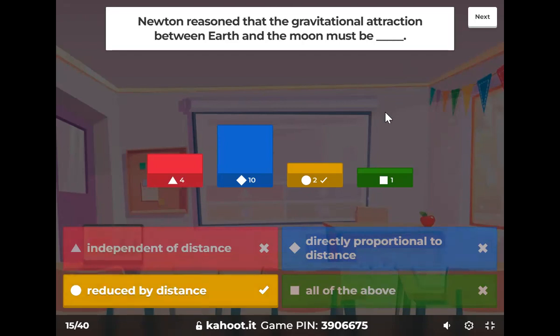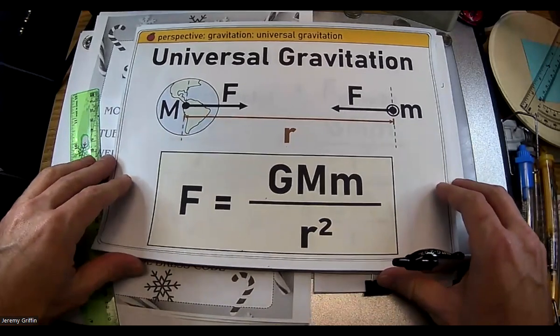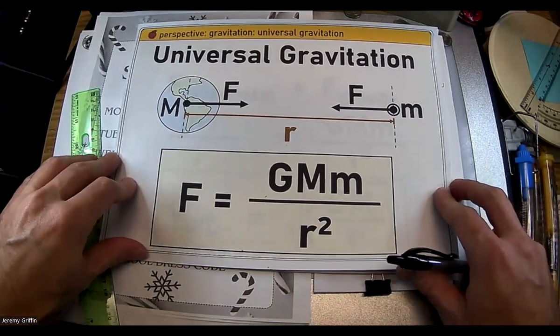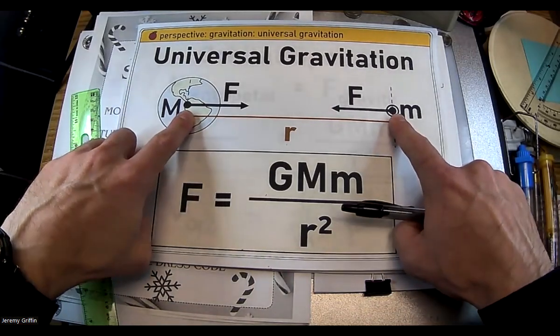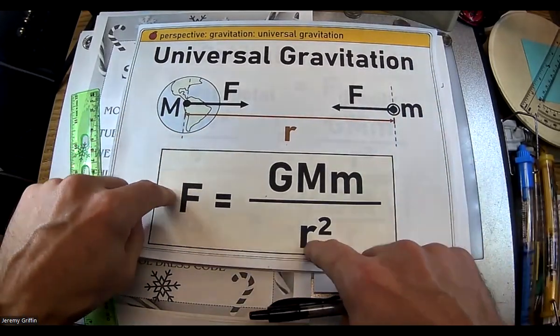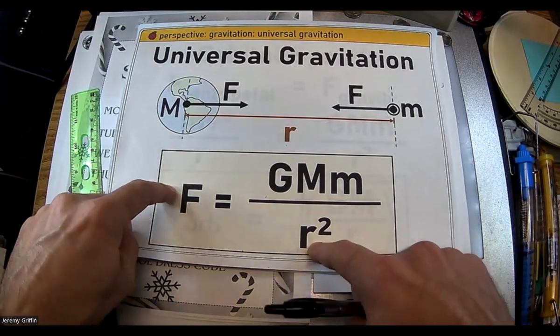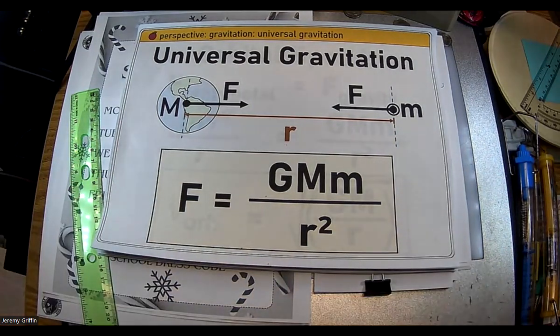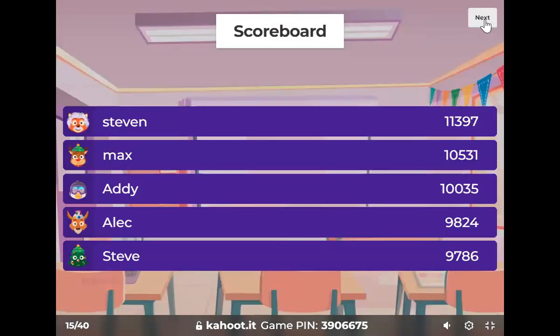In fact, it's not just reduced by distance, which is inverse. More specifically, it's an inverse square relationship. So we're moving on to universal gravitation. The force between, say, two objects is proportional to 1 over the distance squared. So as you get further away, less gravitational pull. Forces are reduced with distance. All right, that's what I was trying to get at.